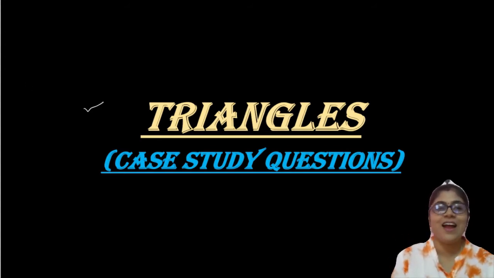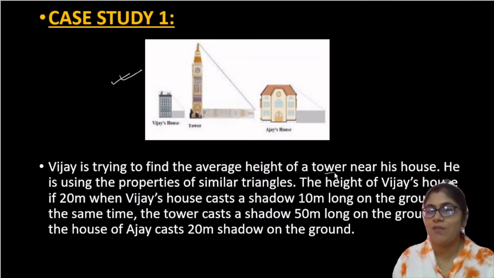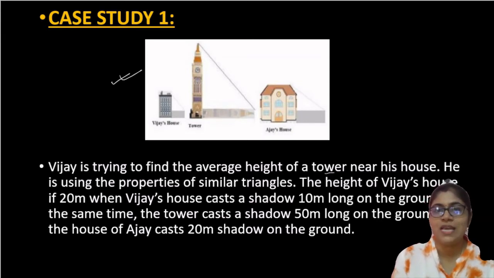So let's start from our case study 1. So here one figure is given. Vijay is trying to find the average height of a tower near his house. So this house is Vijay's house. This is the tower and this is Ajay's house.